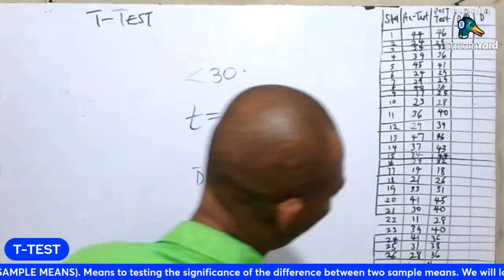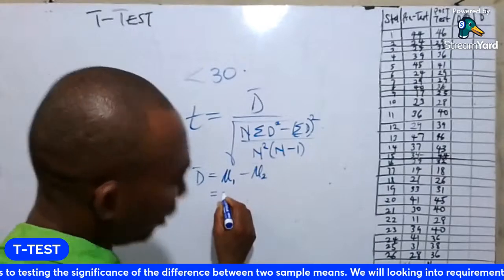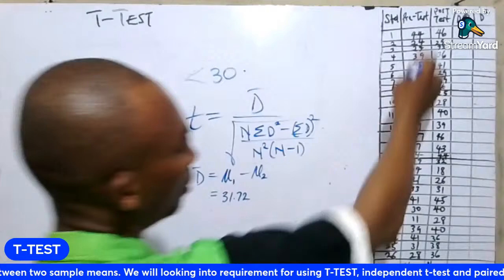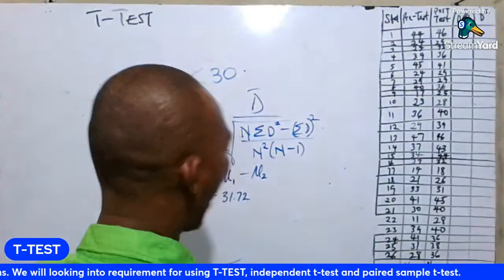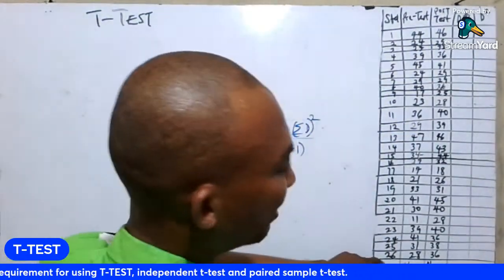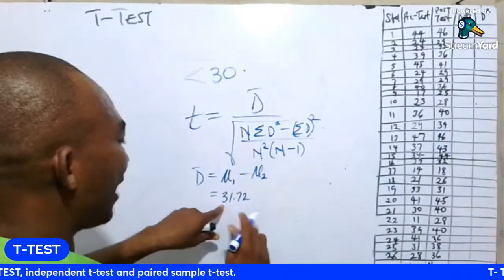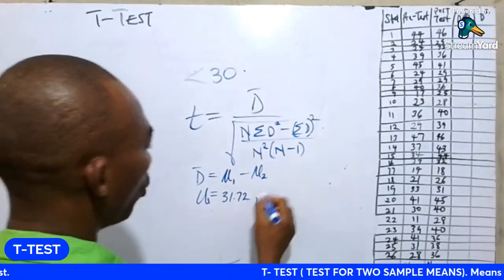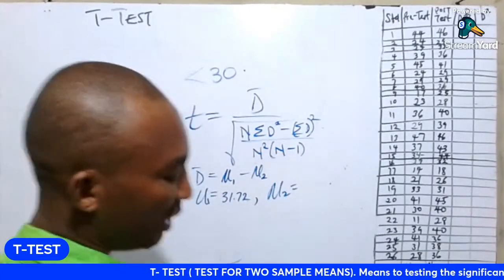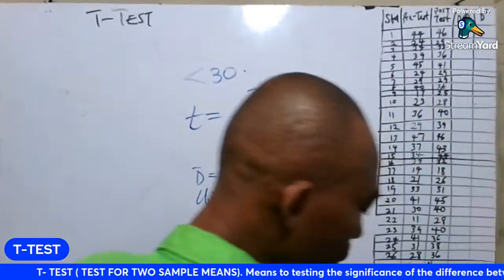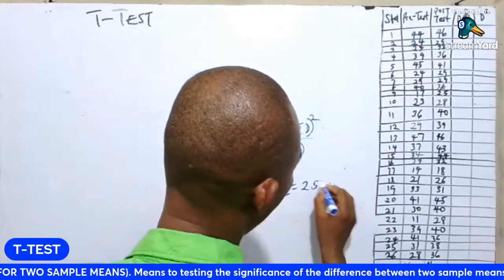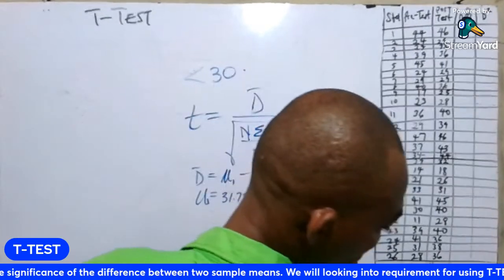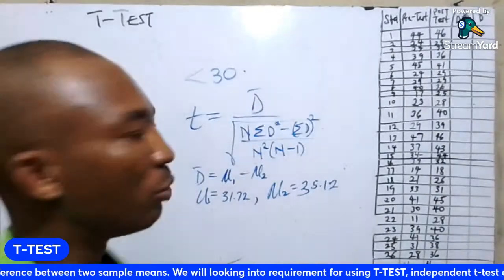So the mean of this one equals 31.72. That's when you add everything here and divide by 26, you get 31.72. The mean of the second group, which is the post-test here, is 35.12.